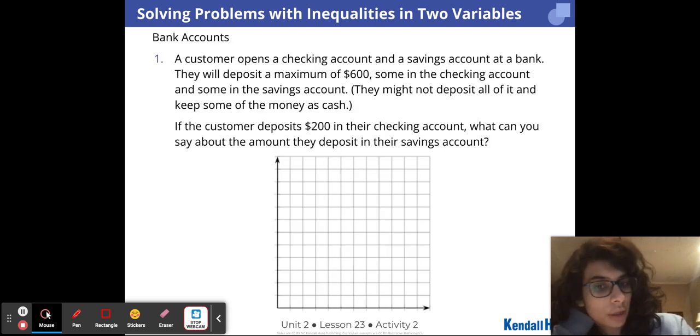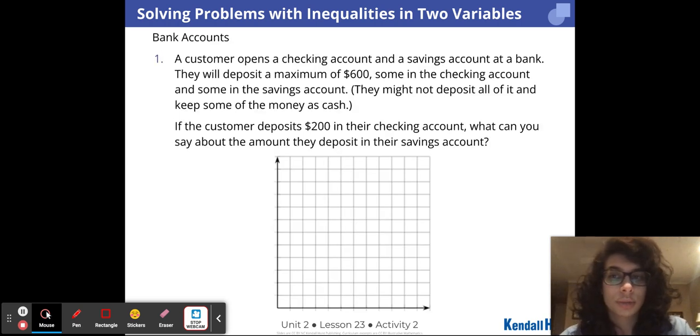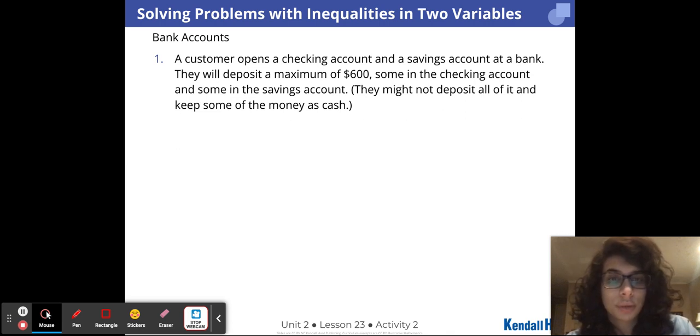So, in our first situation, a customer opens a checking account and a savings account at a bank. They will deposit a maximum of $600, some in the checking account and some in the savings account. They may not deposit all of it, and they might keep some as cash. If the customer deposits $200 in their checking account, what can you say about the amount deposited in their savings account? First thing you want to do is determine the information you know and you don't know.